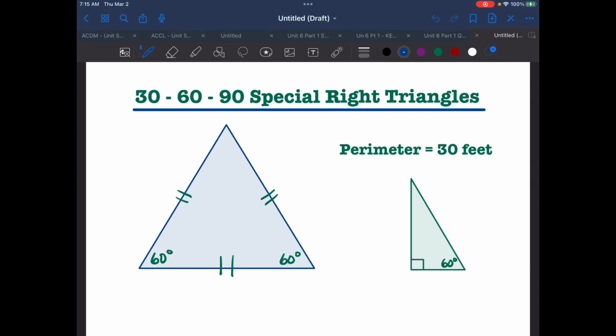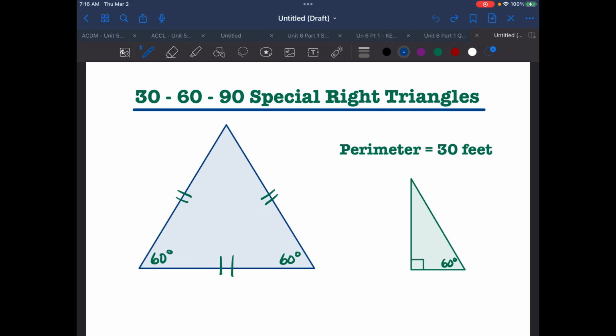Hello everybody. In this video, we're going to take a look at a new special case of right triangles. This one is called a 30, 60, 90 right triangle, based on its angle measures. We're going to learn a new set of rules, kind of like what we did for 45, 45, 90. But in order to introduce it, we're going to look at an equilateral triangle.